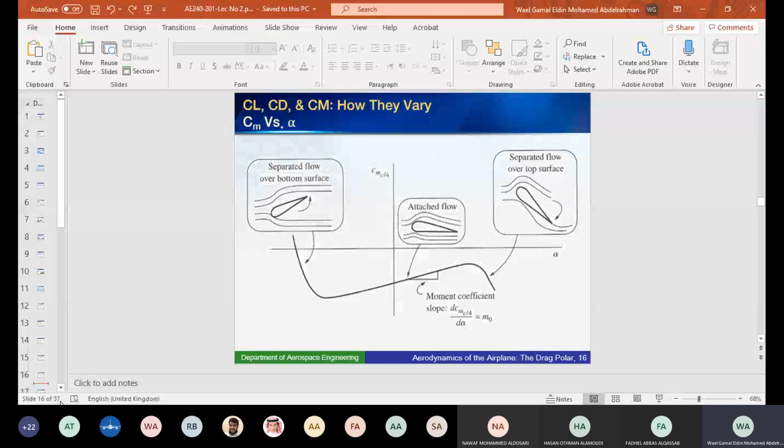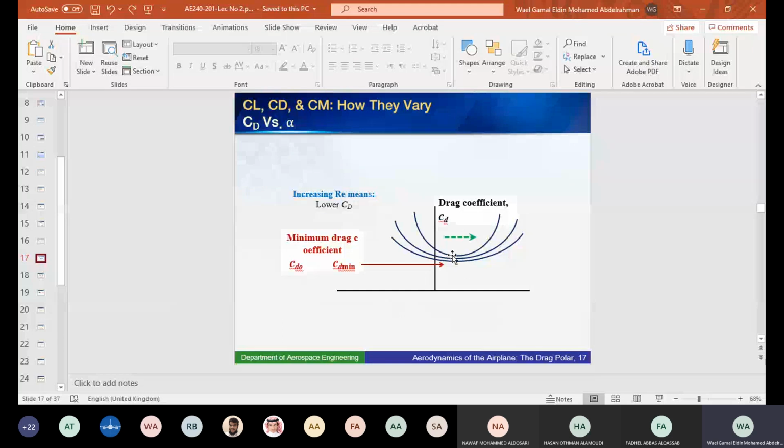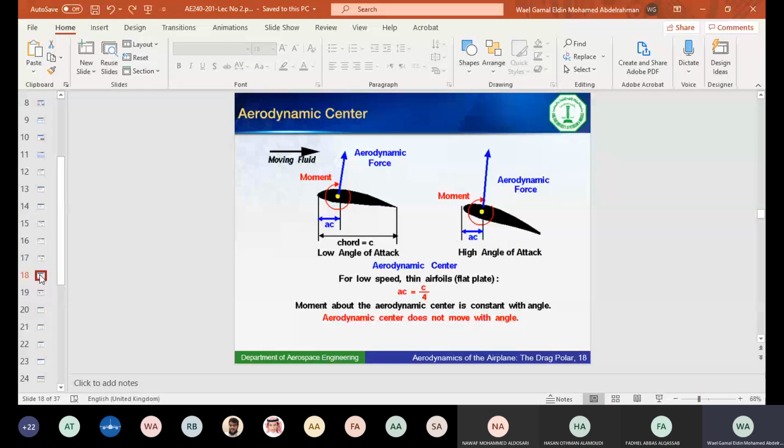Also, the angle of attack affects not only lift, but also drag. Of course, there is an angle of attack at which drag is minimum, where we have CD minimum drag, or the one that we call the CD naught. But angle of attack is not the only parameter that affects the drag. Reynolds number also affects the drag. The higher the Reynolds number, the lower the drag is going to be. So these curves have higher Reynolds number as you go from the inner one to the middle to the outer. You increase Reynolds number, the drag will go down in general. Okay.